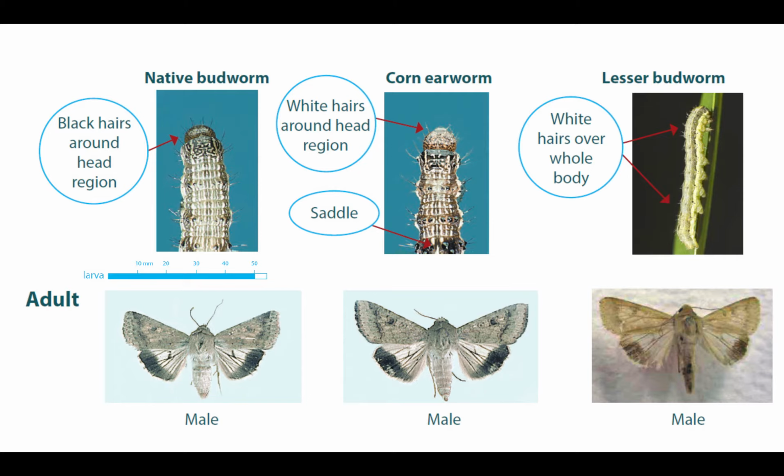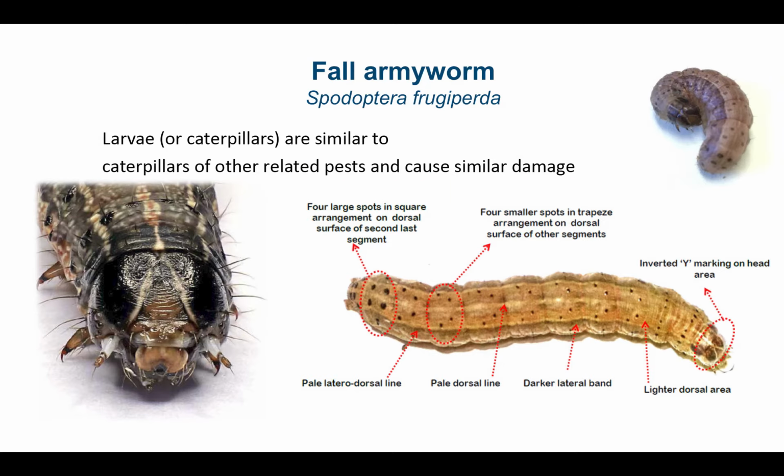In the majority of cases, for someone like me, it's very difficult to tell the adults, the moths, apart from all these different species. But what you're looking for in a budworm moth is for it to have this black patch on the hind wing. But ultimately, it's the caterpillars that we need you to be able to tell apart, and this is actually quite important, because we do have fall armyworm in our state.